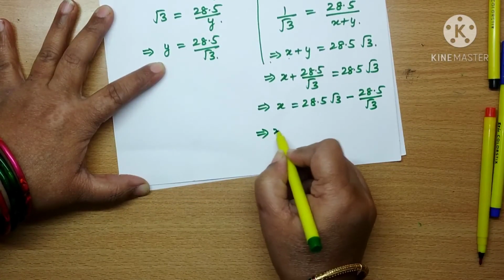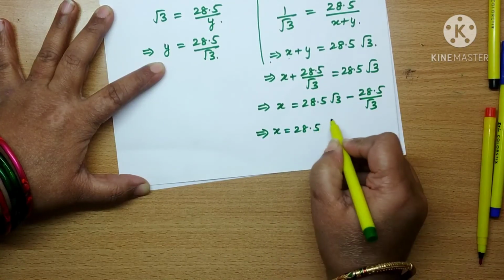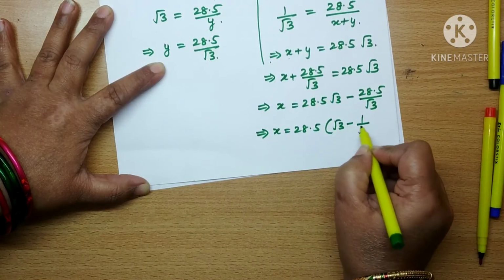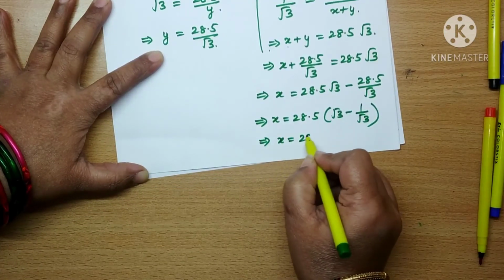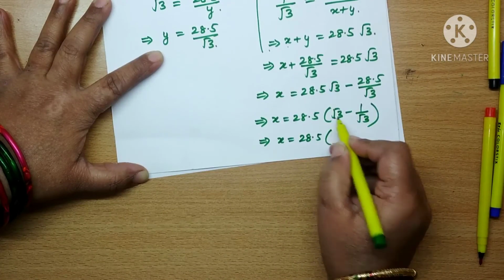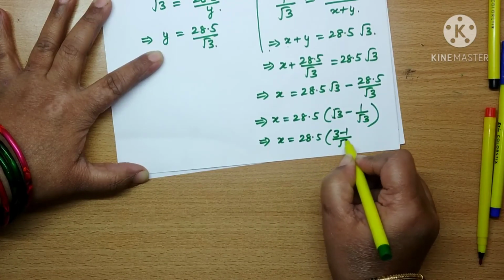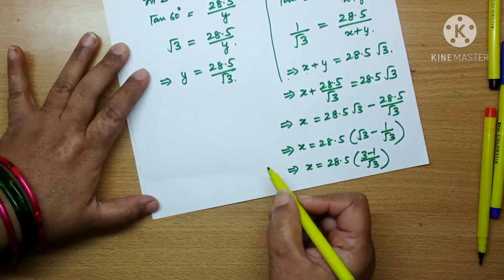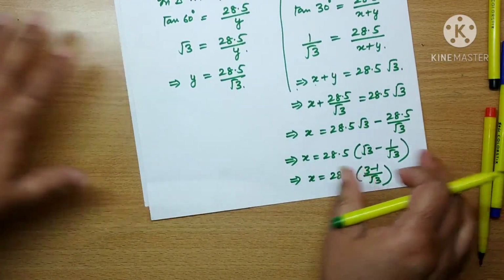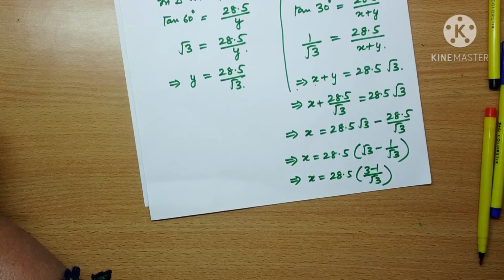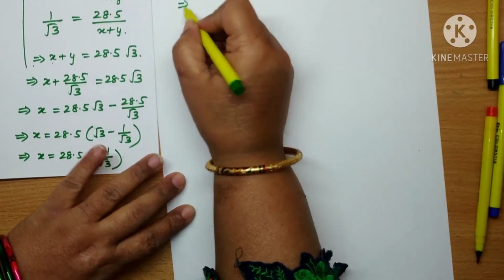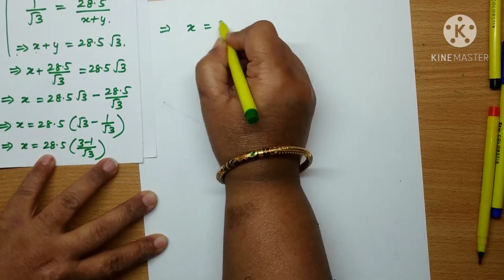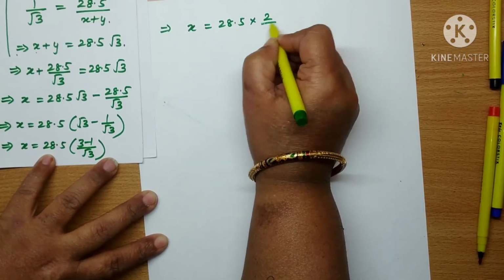Can I take 28.5 common? So what I am left with is root 3 minus 1 by root 3. Let us take the LCM. So I get X as 28.5 into (3 minus 1) by root 3. So this gives me, let's take another sheet. Let us substitute here. So I get X is equal to 28.5 into 2 by root 3.